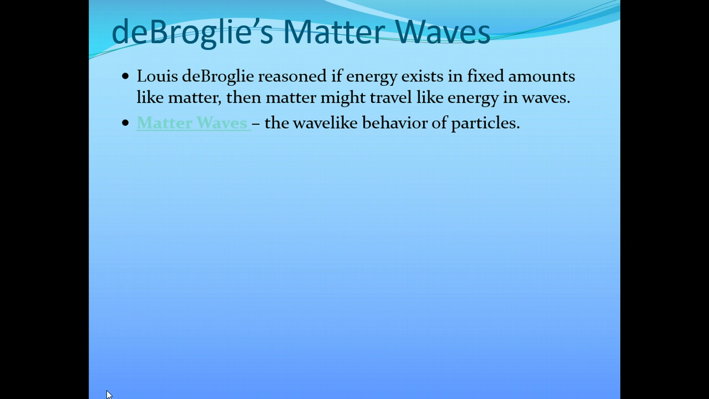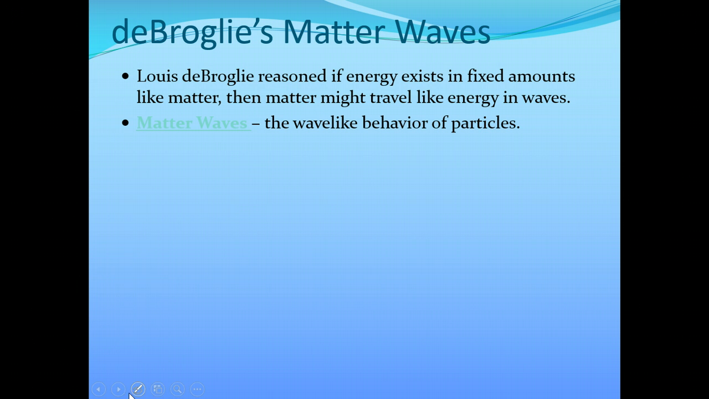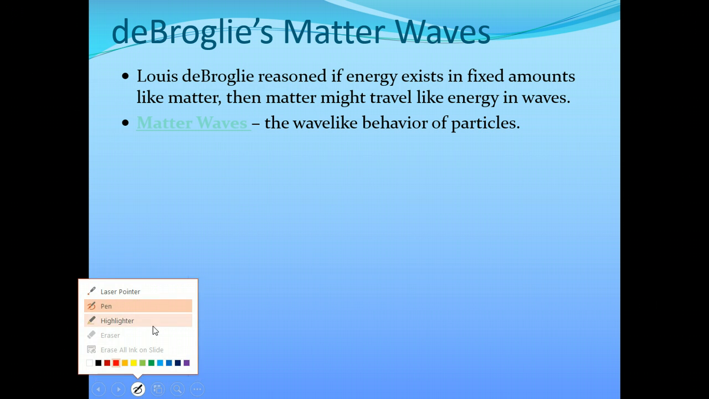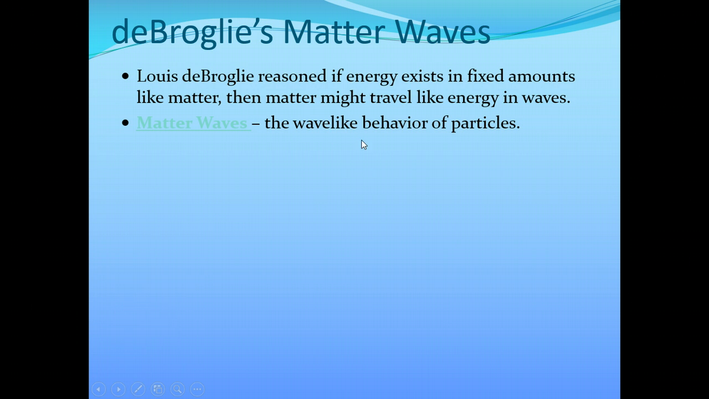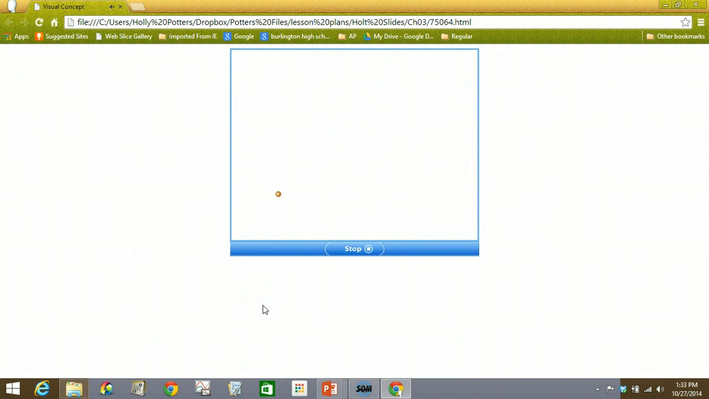And actually, if I get this off of here, we can see an example and click on this. So let's watch this little demonstration and visual animation of what a matter wave would look like. In 1924, Louis de Broglie proposed that electrons, like light, had properties of both particles and waves.